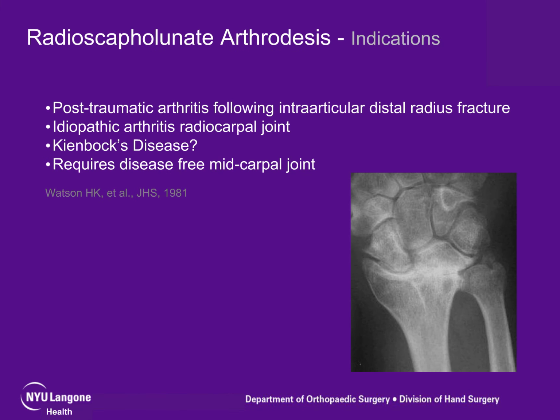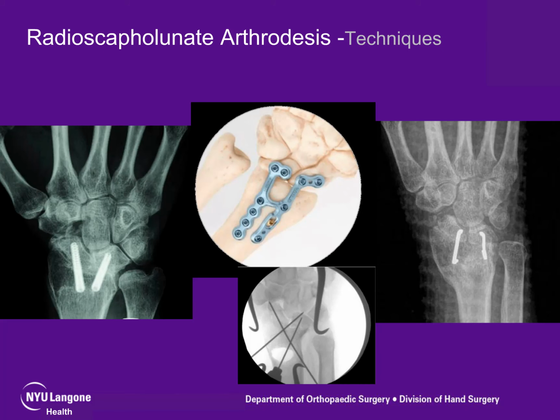And finally, the radioscapholunate arthritis, again, most commonly seen in the setting of an intra-articular distal radius fracture with incongruity and eventual degeneration. It can also be seen in Kienböck's disease, and there are some cases that are idiopathic.